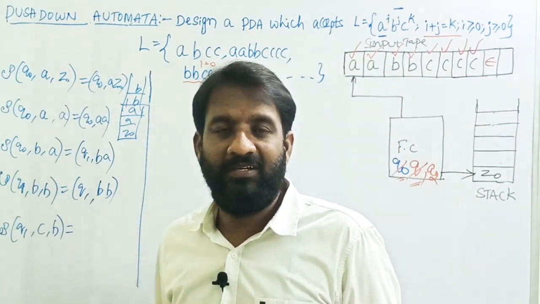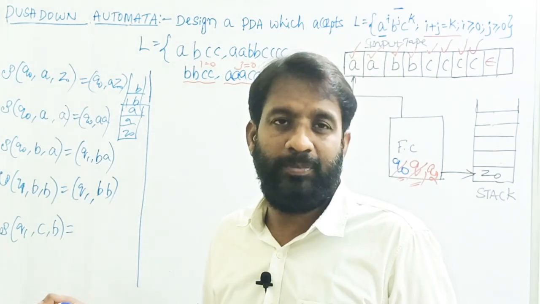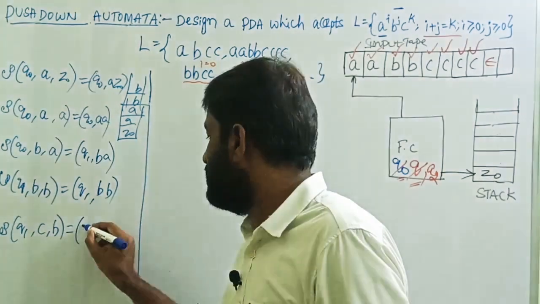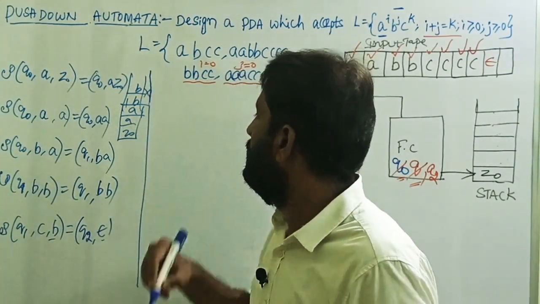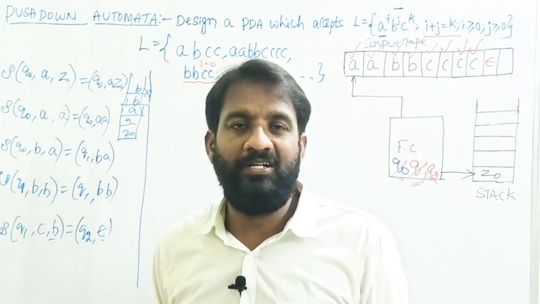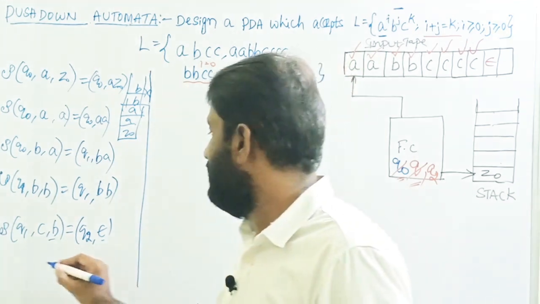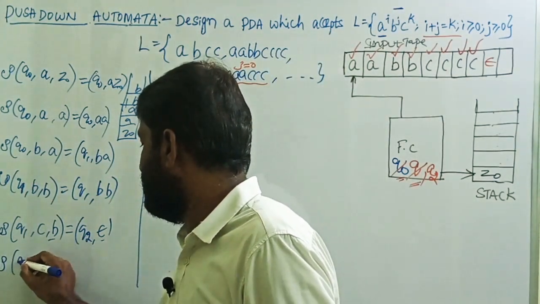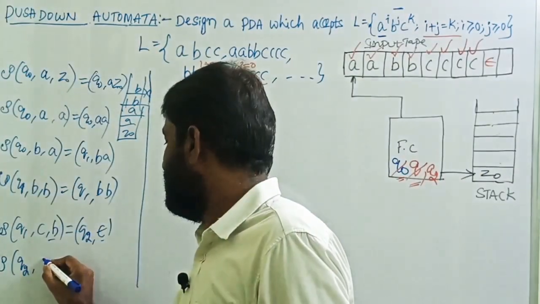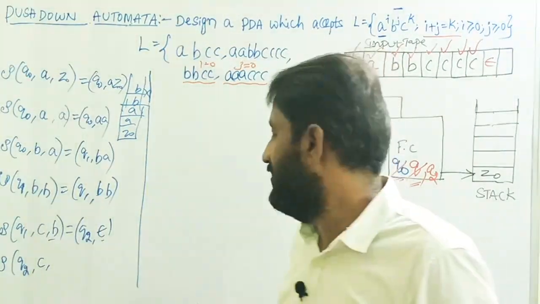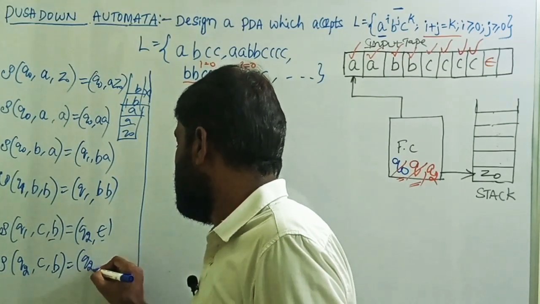So for every C, remove one symbol from the top of the stack. That is the operation, changing to the new state. That equals Q2, epsilon. So we are removing B from the stack. Okay. Then let's assume that one more C exists. So how we write it: transition of Q2, comma, C comma B equals Q2 comma epsilon.